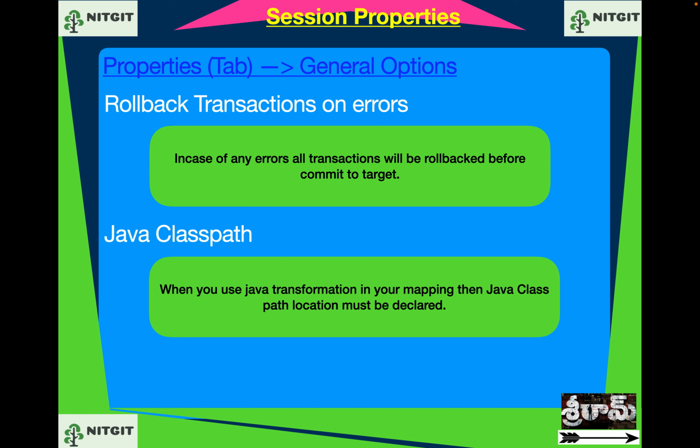Okay. Java class path is required when your mapping has a Java transformation set up in it. The Java class path location must be declared. Otherwise, we don't use this one.